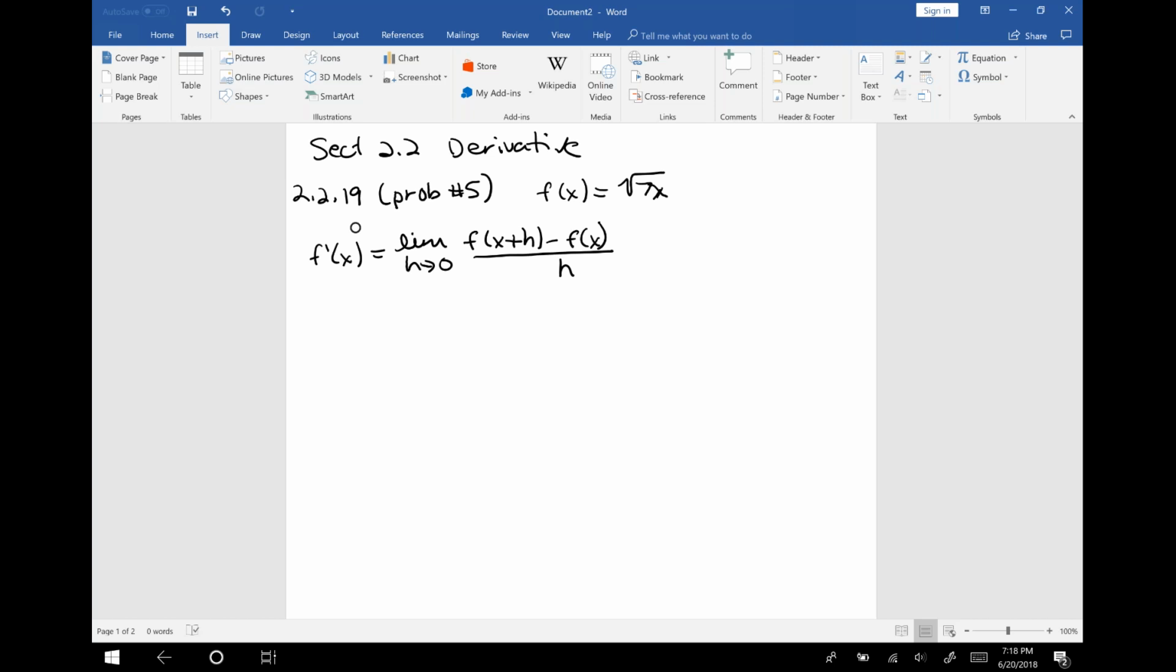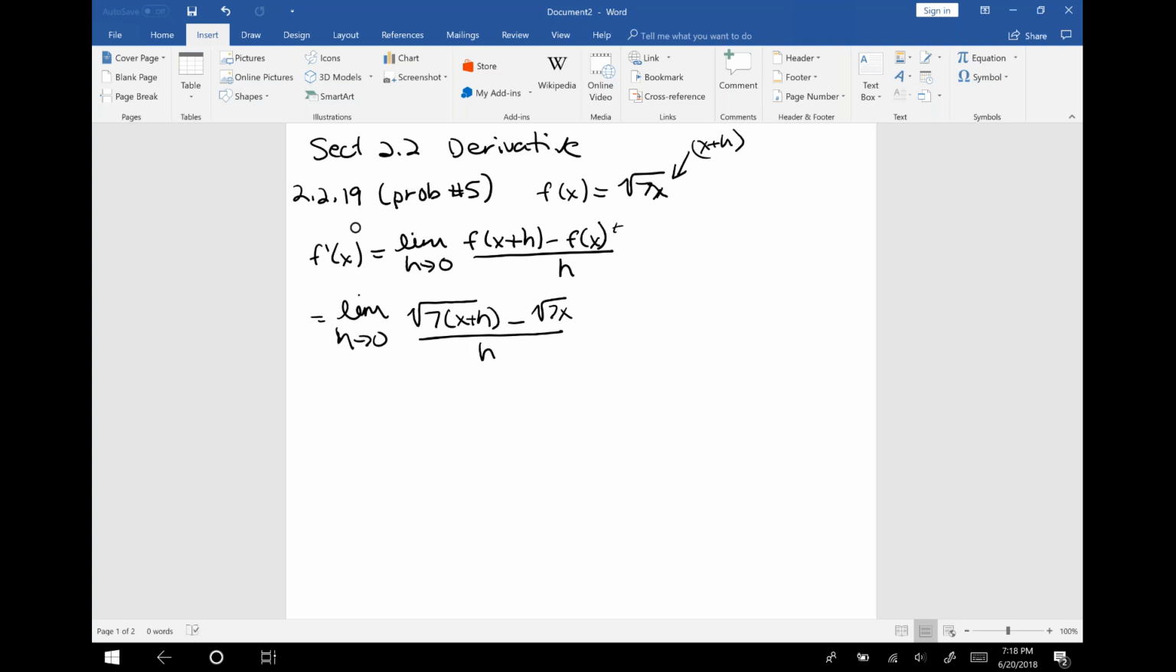So we're going to take x plus h and plug it into our function f everywhere we see an x. So let's do that. We get the limit as h goes to 0 of the square root of 7. I see an x, so here I'm going to plug in x plus h. And then we have minus f of x. So instead of f of x, I'm going to write the square root of 7x. And then divide that thing by h.